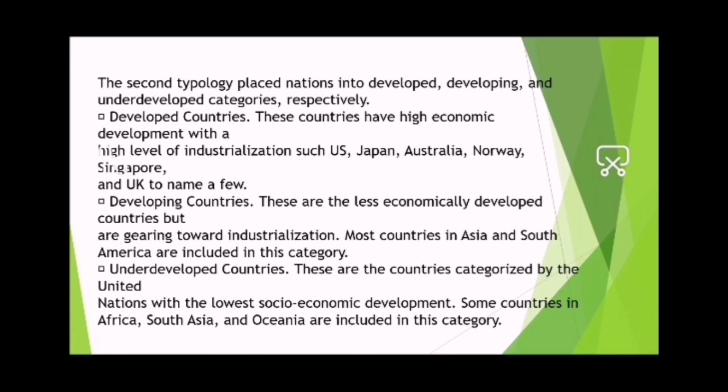Next, underdeveloped countries. These are the countries categorized by the United Nations with the lowest socio-economic development. Some countries in Africa, South Asia, and Australia are included in this category. This classification was later criticized. Calling countries developed made them appear to be superior, while calling countries underdeveloped made them appear to be inferior.